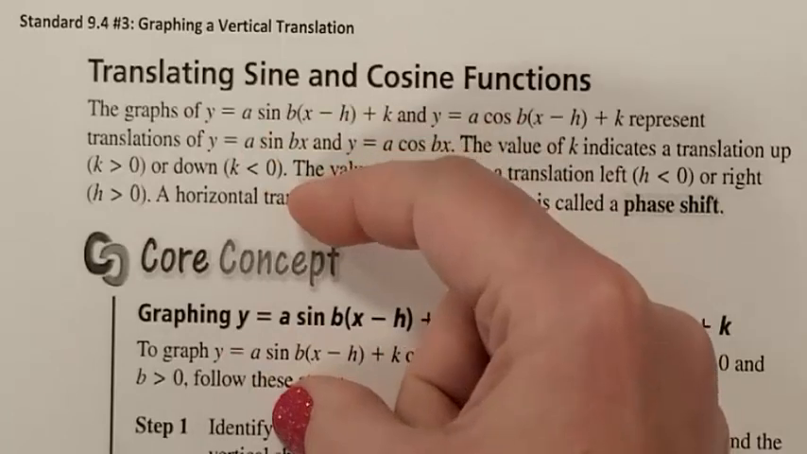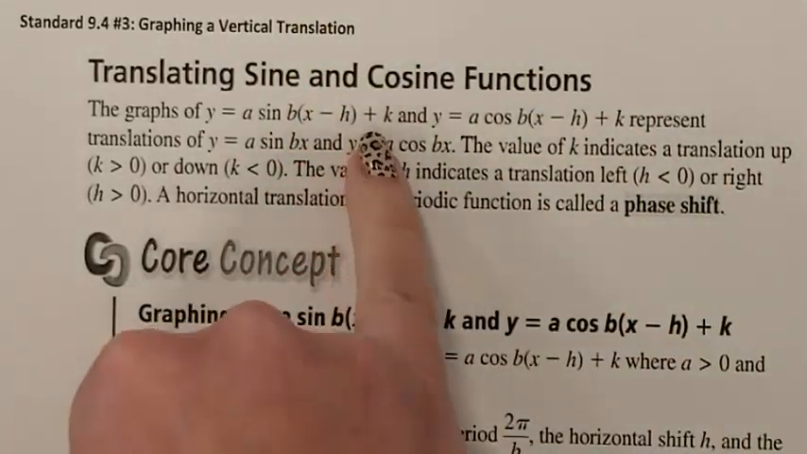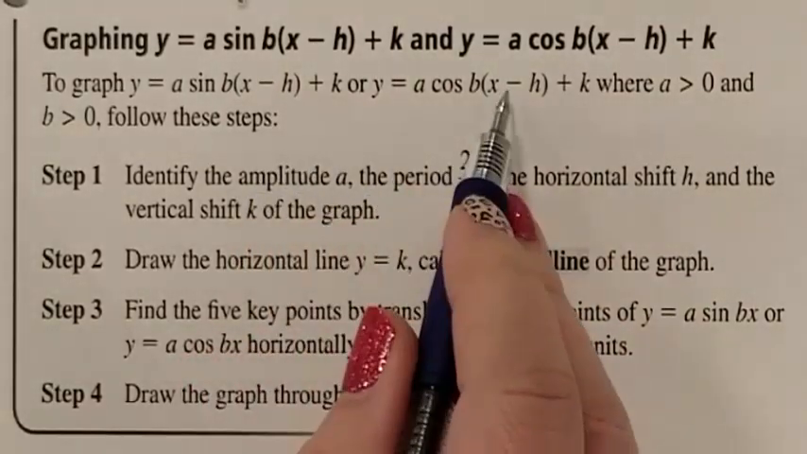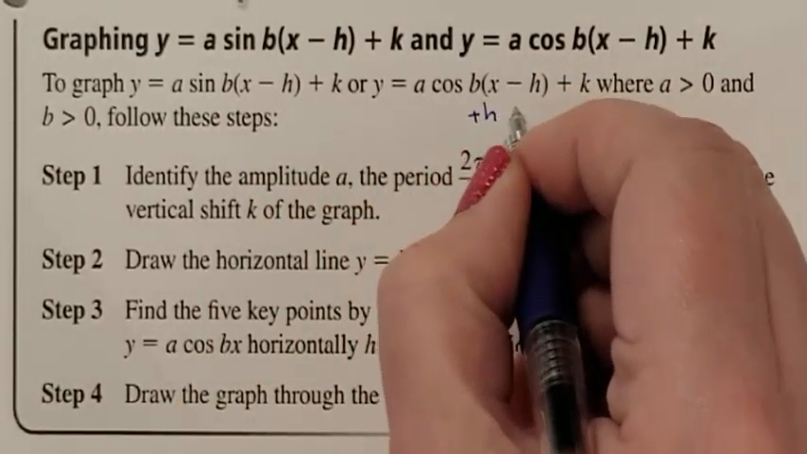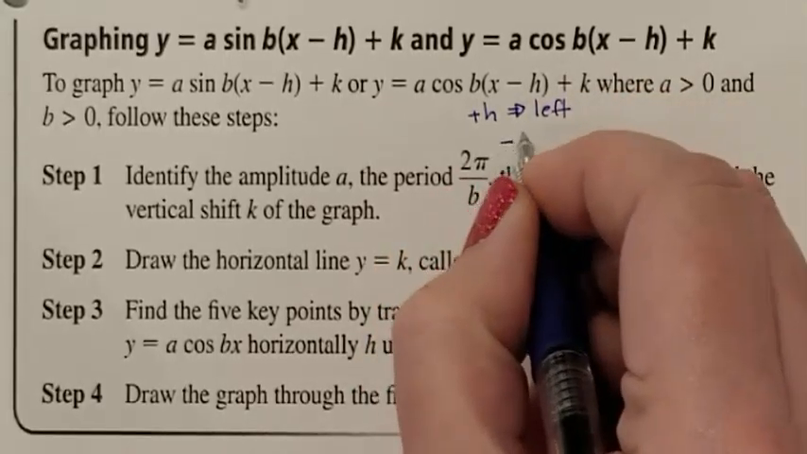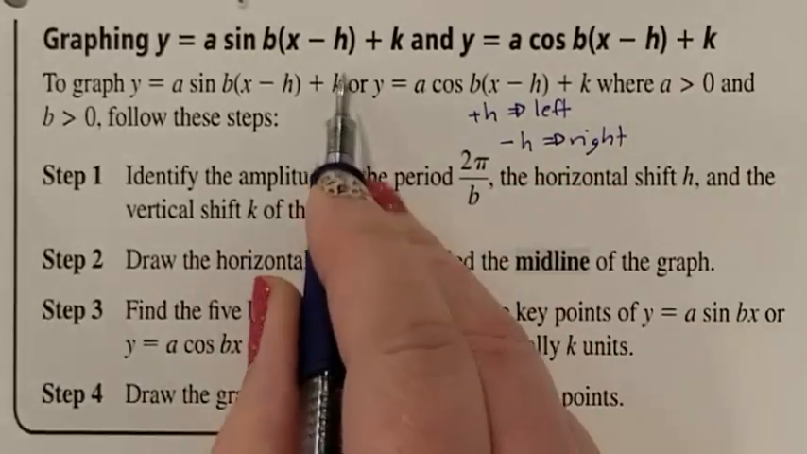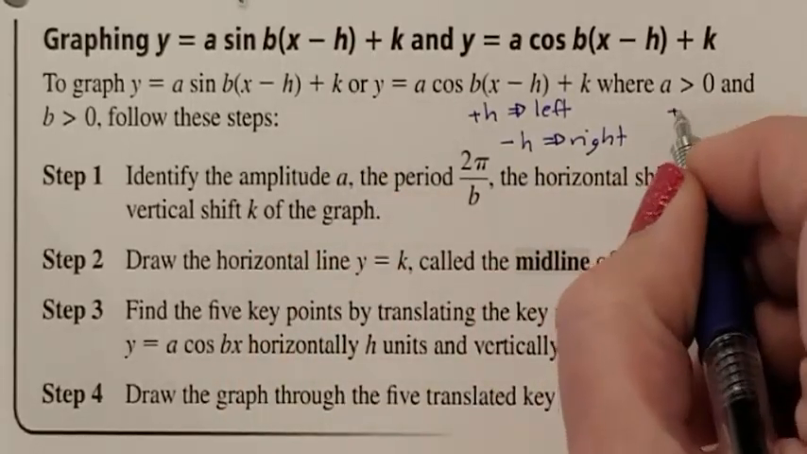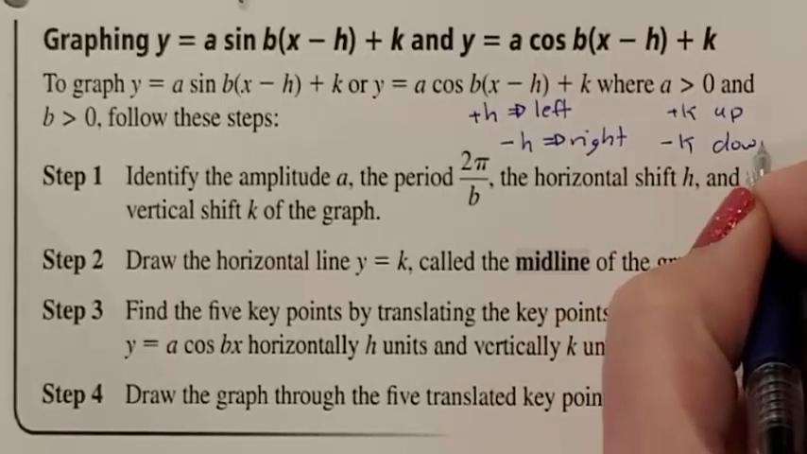Vertical translations means our graph is going to be moving either up or down based on the k outside value. If you remember from our chapters 1 and 2, the inside h values tell us if we're moving left or right. If our h is an added h, we are moving to the left. And if our inside h is a subtracted h, that means that we are moving to the right. Remember, the k's on the outside tell us up and down. If it is an added k, we are moving up. And if it is a subtracted k, we are moving down.